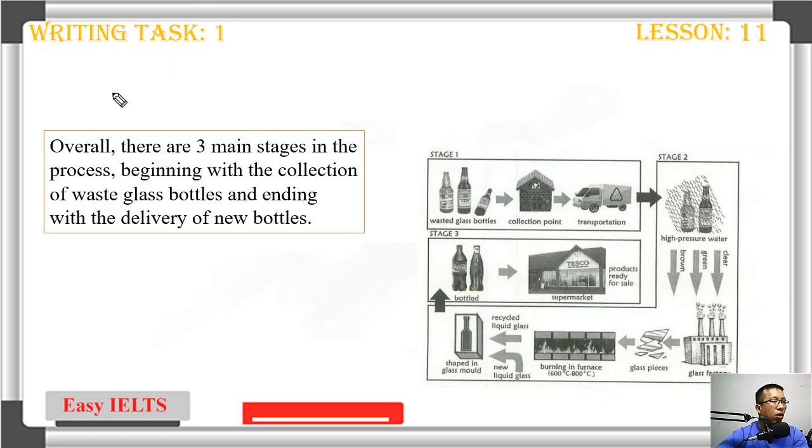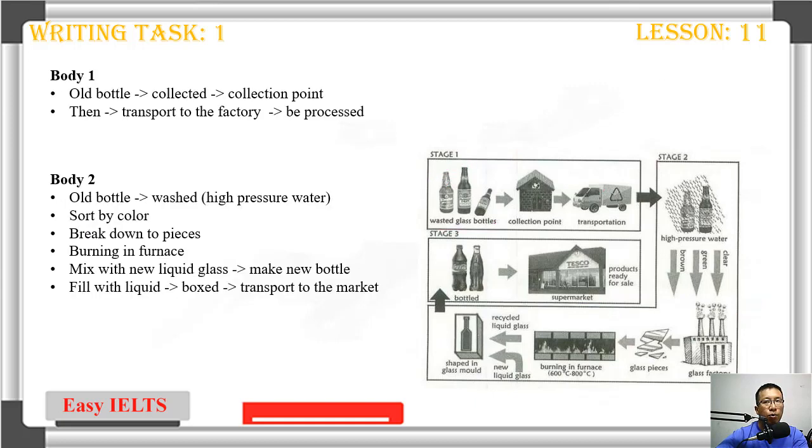Next, we move on to overall. Actually, overall is still very easy. So you can see there's like 1, 2, and 3. There are 3 main stages in the process, beginning with the collection of waste glass bottles and ending with delivery of new bottles. Okay, so that is the overall.